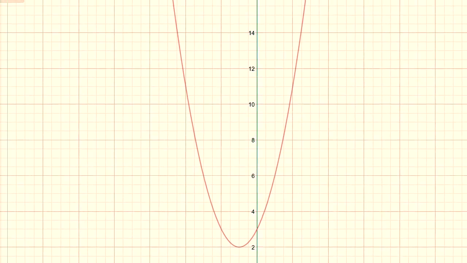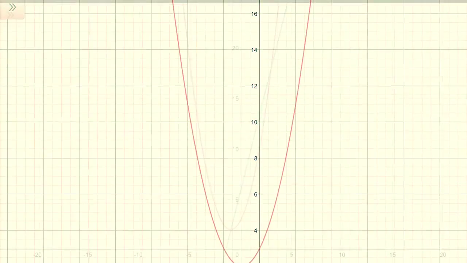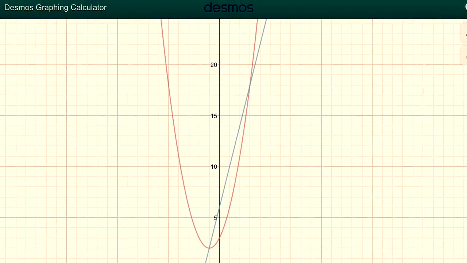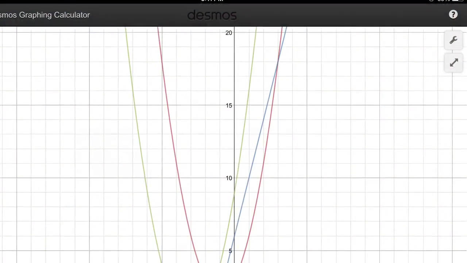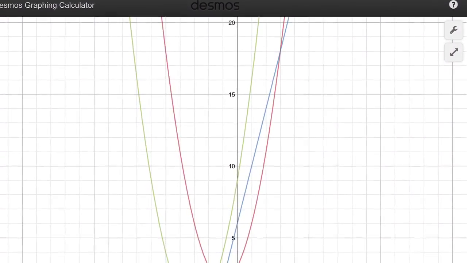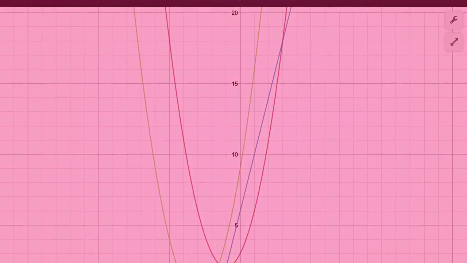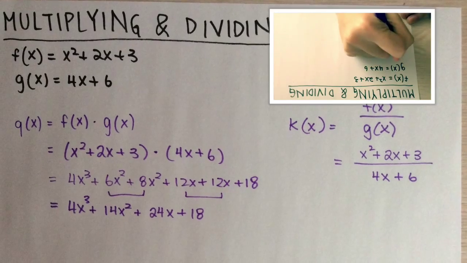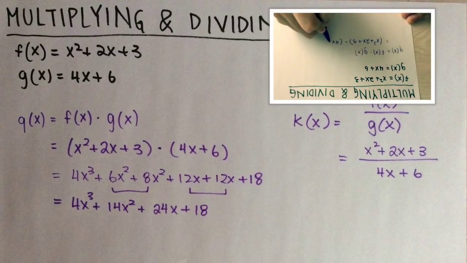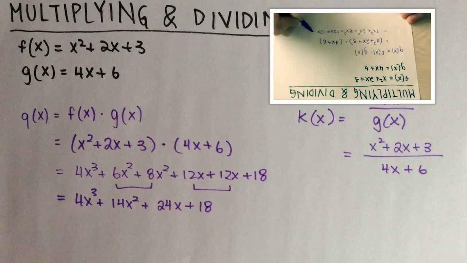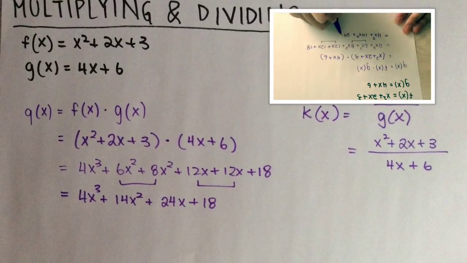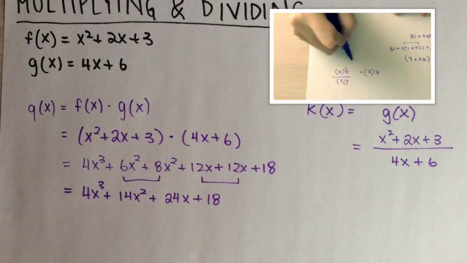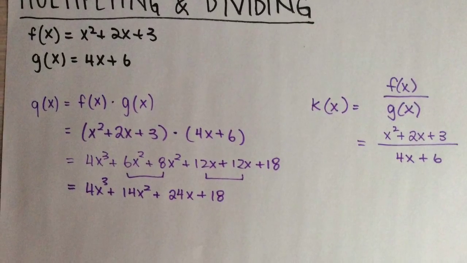Okay, so we're going to graph this. This is f(x). The blue line is g(x), and when we put them together, it gives us the green function, which is h(x). As for multiplication and division, you do it in the exact same way. Just make sure for multiplication to expand your brackets properly using the FOIL method.